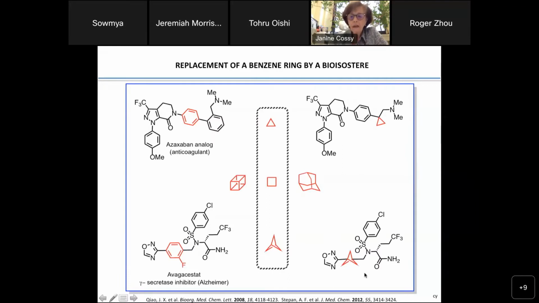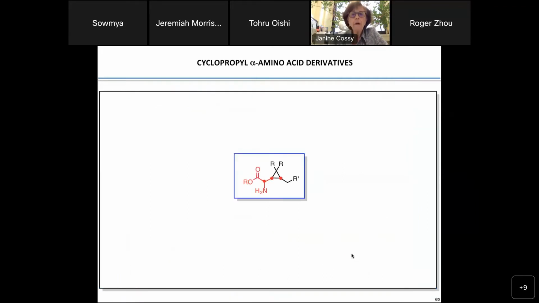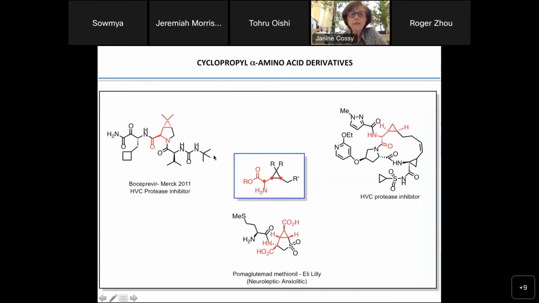So for our part, we were interested in the synthesis of this cyclopropane having an amino acid or an amino ester at this position. This kind of structure is present in a great diversity of bioactive compounds, such as, for example, boceprevir, which is an HCV protease inhibitor. This one also is an HCV protease inhibitor, and you can recognize this kind of structure at this position. Or in this product in here, which is an anxiolytic, where you also have this cyclopropane having an amino acid at this position.